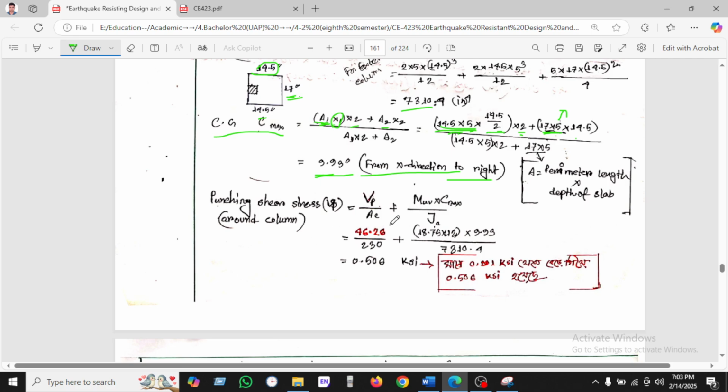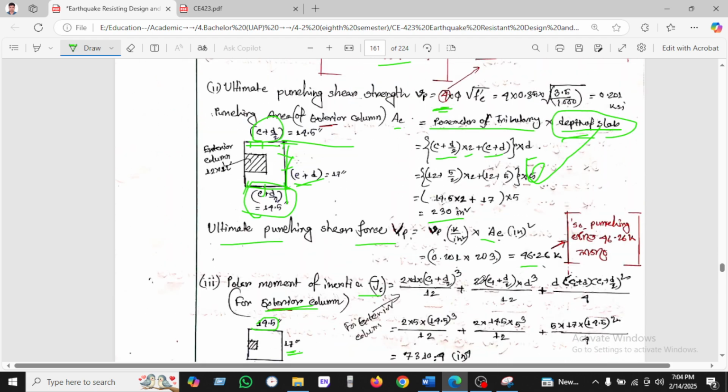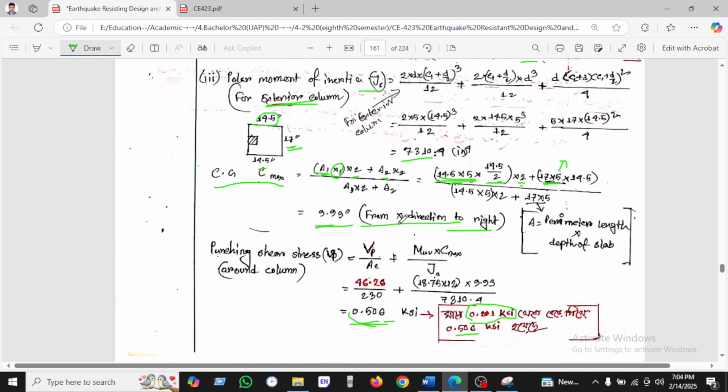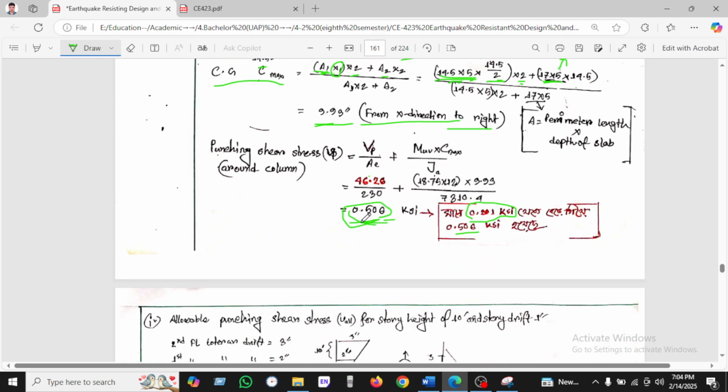And punching stress, which is pp into sa divided by a, in this way putting all this below, and found 0.500 ksi. That means, as we have found previously 2.02 ksi, now it is increasing to 5.00 ksi. So at first we found 2.0 ksi. This is the 2.0 ksi, the material strength, but it is increasing to 5.001 as punching shear around the column when we consider the calculation.